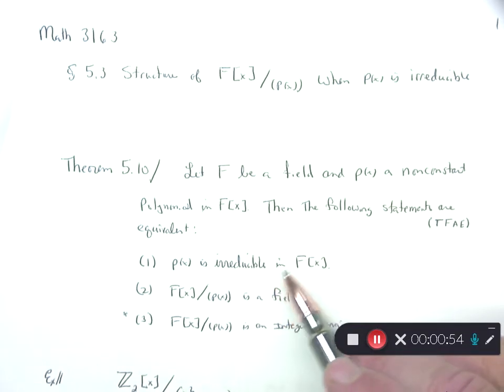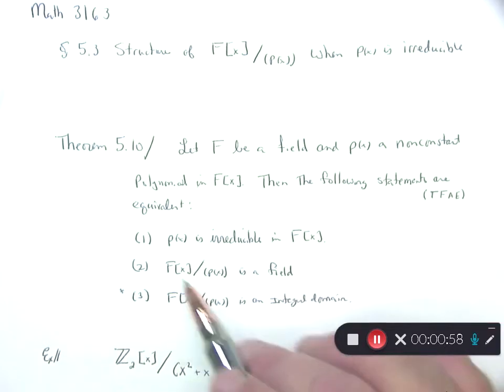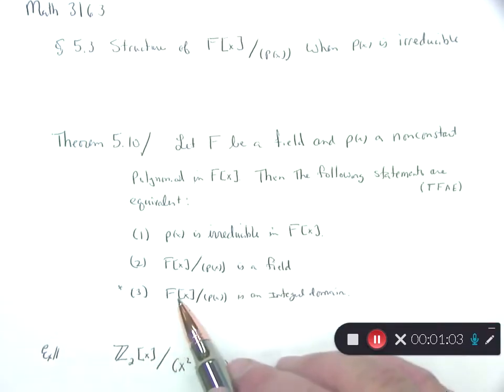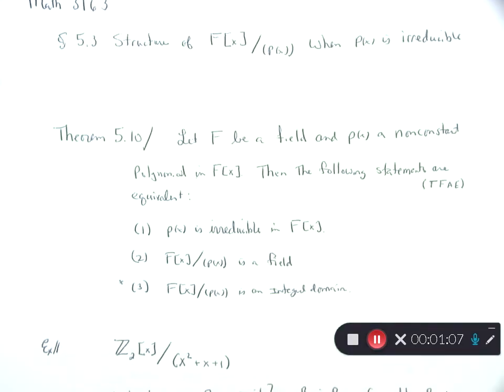P of x is irreducible in F adjoined x. Number two, F adjoined x modded out by p of x is a field. And number three, F adjoined x modded out by p of x is an integral domain. Now, a couple of things here. You may be looking at this going, what? That doesn't make any sense. Yeah, it actually does. So let me explain.